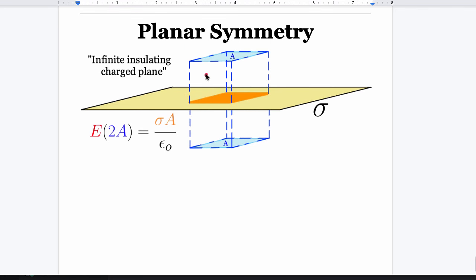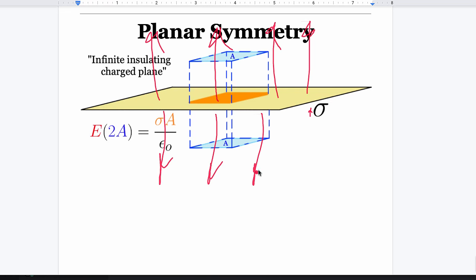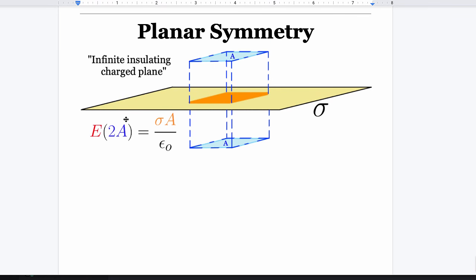The electric field is just going to be pointing straight out of there, up on the top, assuming it's positive, and down on the bottom, because field points away from a positive charge. What would Gauss's law look like?